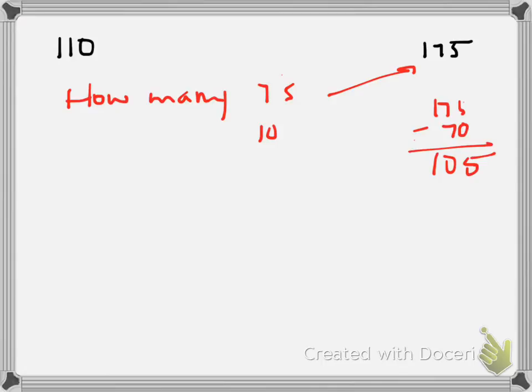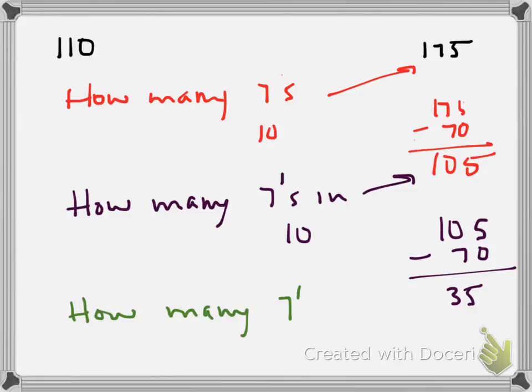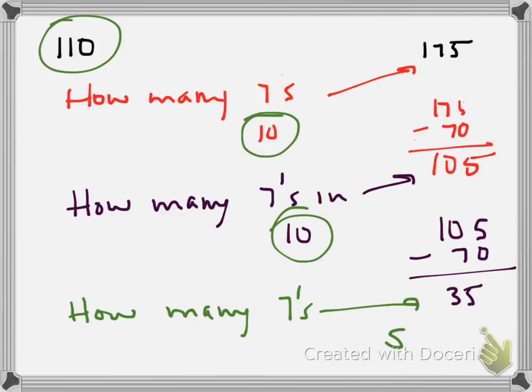This is so cool. Oh my goodness. Okay, so then I go again and I say, well, how many 7s in 105? I'm going to say 10 again. Okay, so 105 minus 70 is 35. And I ask myself the question again. How many 7s are in this number? And I get 5. So if I add 110, 120, 130, I still get 135.